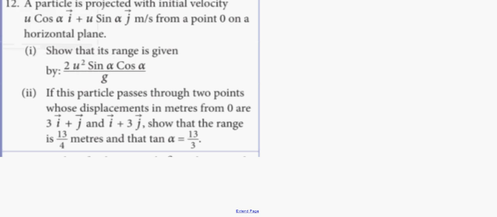A particle is projected with initial velocity u cos A and u sin A from a point O on the horizontal plane. Show that the range is given by this here. Okay, no bother. We have a projectile, and it goes back down again, like so. Bam, bam, bam, and then it hits over here.